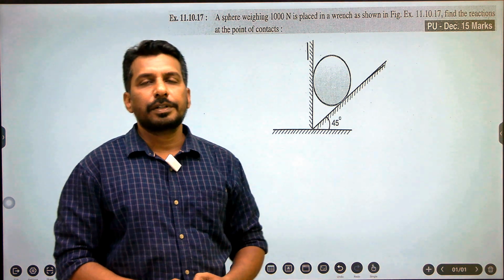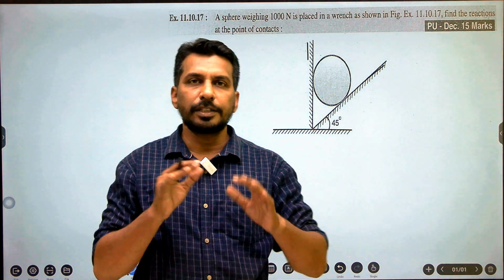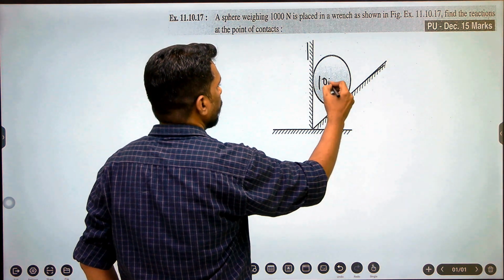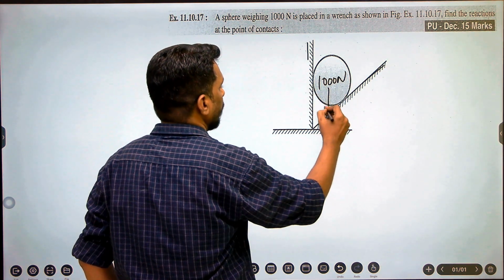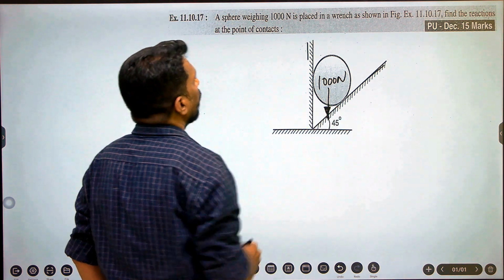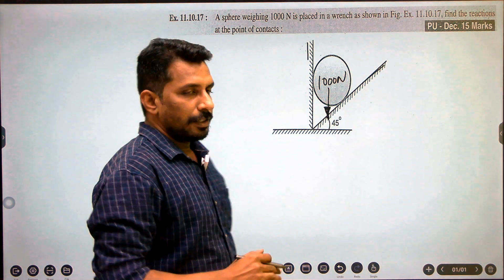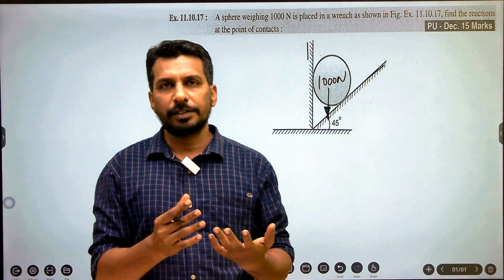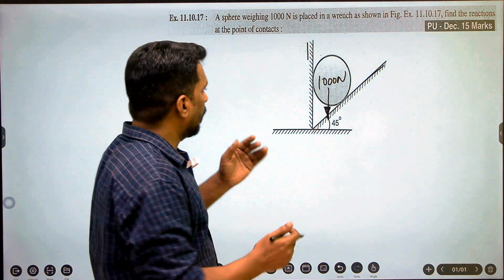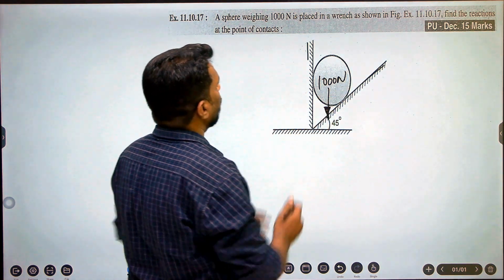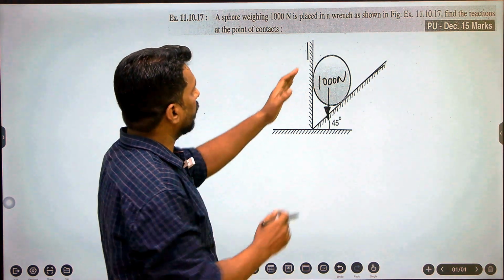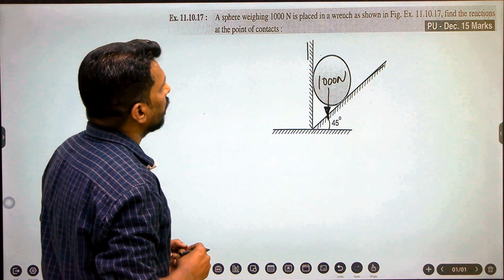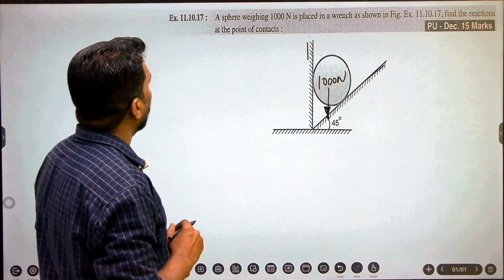So now here is your question number 1, and in this question they mentioned that a sphere weighing 1000 newtons. So this sphere is of 1000 newton and you know weight is always acting vertically downwards. It's placed in a wrench. Wrench means something used for the gripping purpose or fastening or tightening. So this structure is nothing but a wrench. So this 1000 newton sphere is placed in this wrench as shown in figure. So find the reactions at the point of contacts.